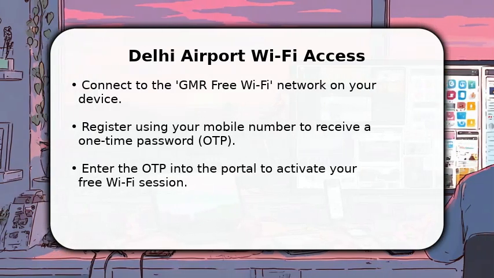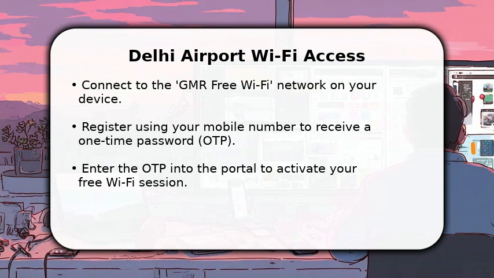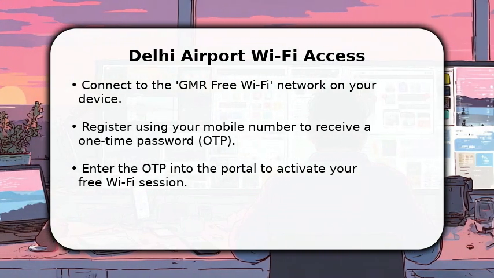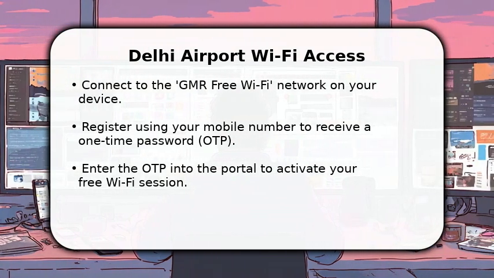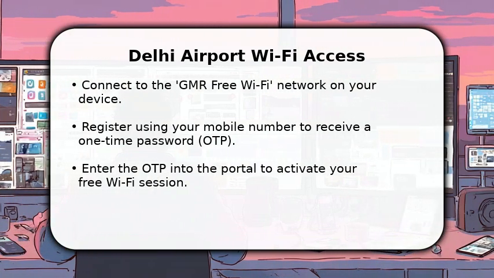In this video, I will explain how to use Wi-Fi at Delhi Airport. First, connect your device to the GMR-free Wi-Fi network. Once connected, you'll be prompted to register. Simply enter your mobile number to receive a one-time password, or OTP. Input this OTP into the portal to activate your session.